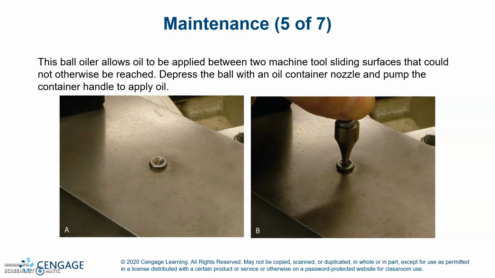This ball oiler allows oil to be applied between two machine tool sliding surfaces that could not otherwise be reached. Depress the ball with the oil container nozzle and pump the container handle to apply the oil.